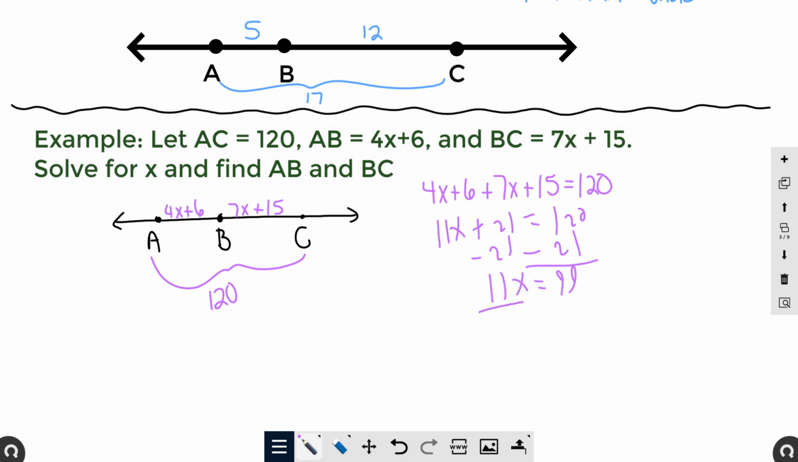And don't forget your equals 120. That'll make it a little bit easier.